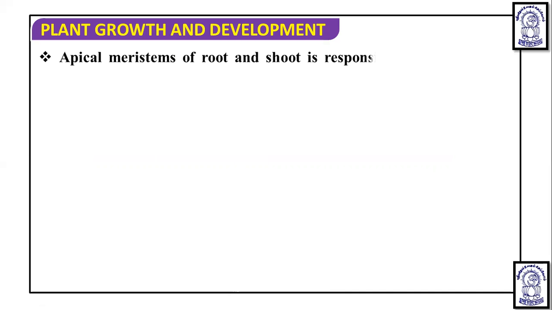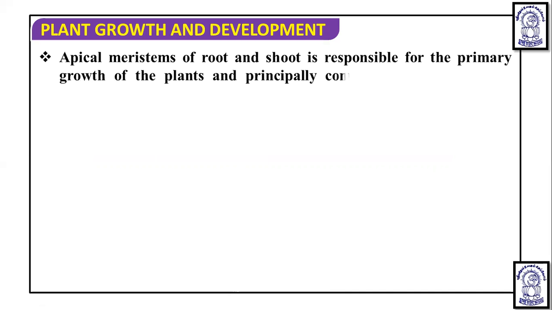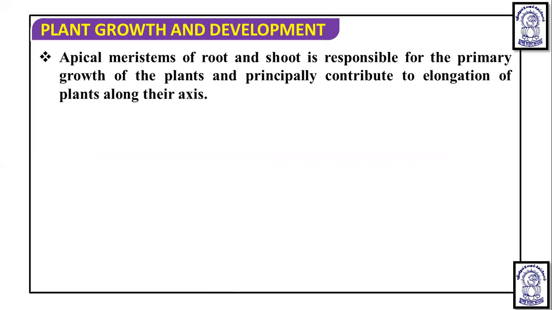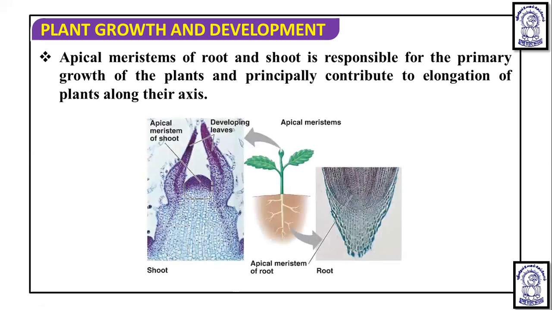Then the apical meristem of the root and shoot is responsible for the primary growth of the plant and principally contributes to the elongation of the plant along its axis. That is, the shoot apical meristem in the elongation of the shoot and the root apical meristem in the elongation of the root. In such a way the elongation of the plant axis takes place. And you can see this is the diagram of a shoot where you will see the apical meristem of the shoot like this. And this is covered by the developing leaves, which are called leaf primordia. And this is the diagram of this section. Same way, this is the root tip, which is showing the presence of apical meristem.